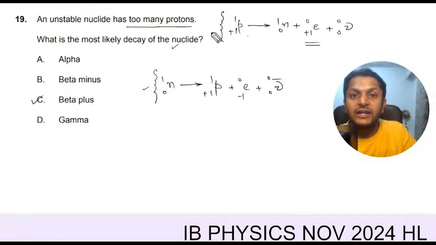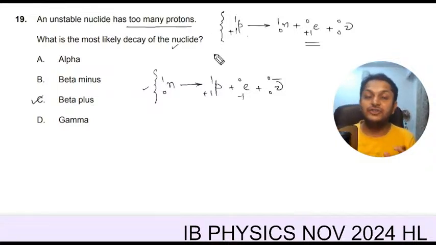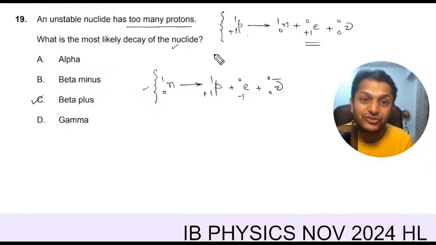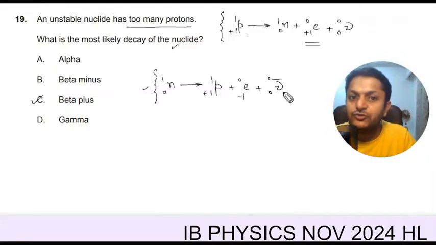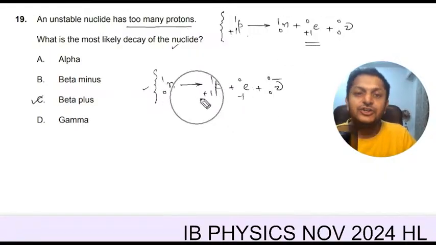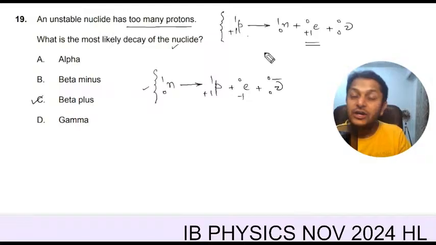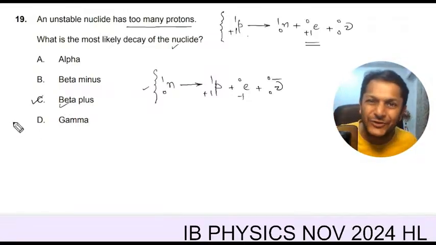So my humble advice for the new syllabus student is to remember these two reactions. I believe that IB will not be asking you questions on neutrino or antineutrino, but they will be asking questions on beta plus and beta minus. So these two reactions are in the gray zone. We have to remember them. And so the answer for this question will be C. This is how we do this question.